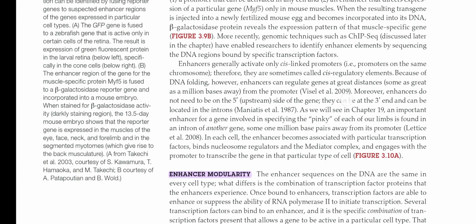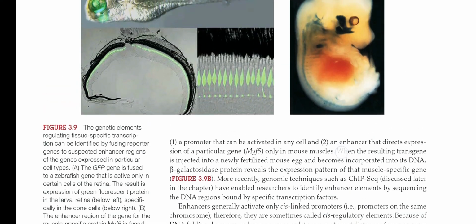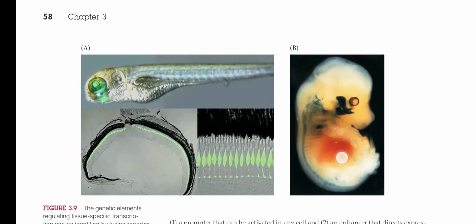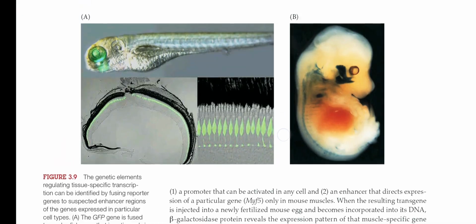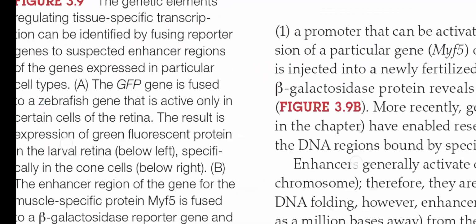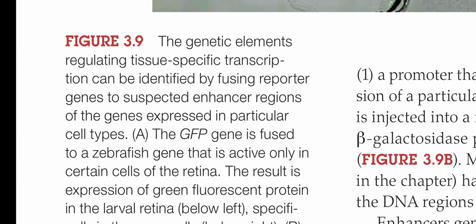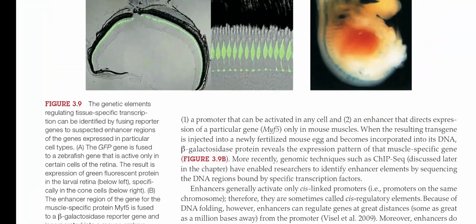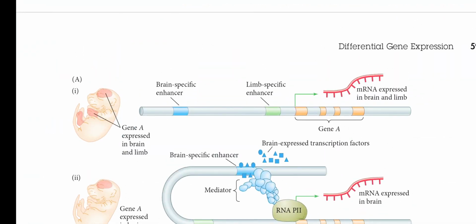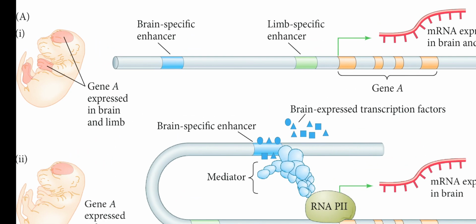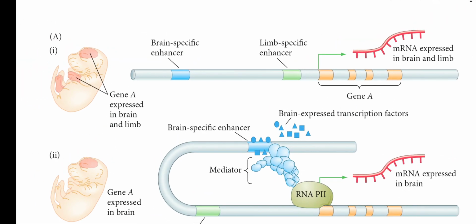Enhancer modularity. You can see this is a picture of an experiment which shows the genetic elements regulating tissue-specific transcription. That can be identified by using a reporter gene, such as the enhancer region regulating the process, and the protein can be tagged to show the expression of the tissue-specific transcription being bound. So here's a very nice example of an enhancer.